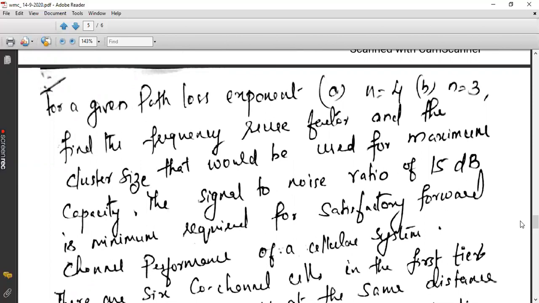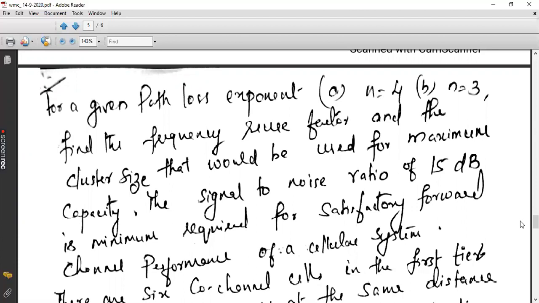Any doubts you have? And how are you going to fix capital N? The equation for capital N is i square plus ij plus j square. You have already gone through that geometry, how to locate the co-channel cells. Please revise and please ask. The value of capital N is i square plus ij plus j square. You need to substitute appropriate integers for i and j. Accordingly, you are going to fix capital N.